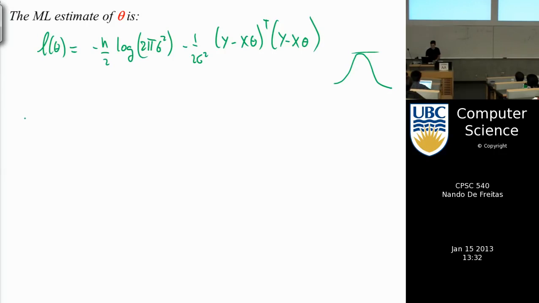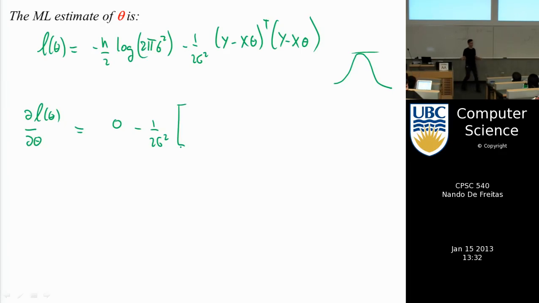And so the derivative of the log likelihood with respect to the vector theta is just equal to zero minus 1 over 2 sigma squared times the derivative of this term. Note that this derivative is just the one we did in the last class, because that's just the quadratic least squares. So I'm going to do it quickly. That would be 0 minus 2. Let's see if I can do it by heart. I do these things all the time. X transpose y.